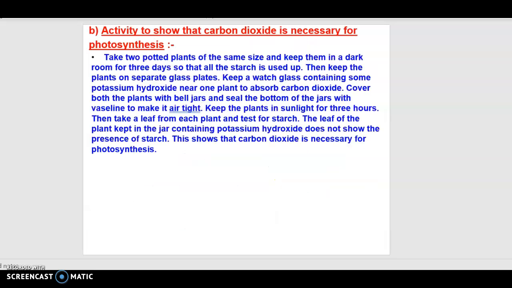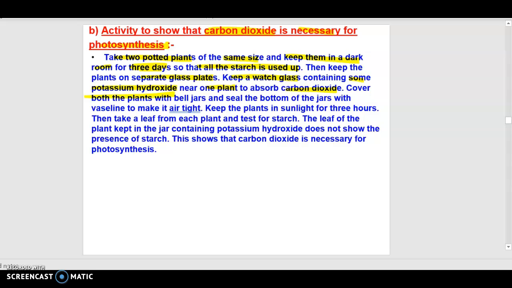Similarly, there is one more experiment where we want to know that carbon dioxide is necessary for photosynthesis. In that case, we need to take 2 potted plants of the same size and keep them in a dark room for 3 days so that all the starch is used up. Then keep the plants on separate glass plates. Keep a watch glass containing some potassium hydroxide near one plant to absorb carbon dioxide.